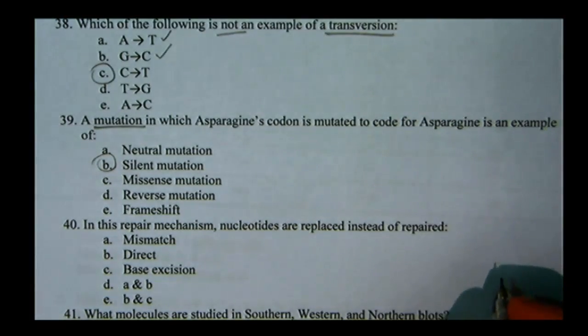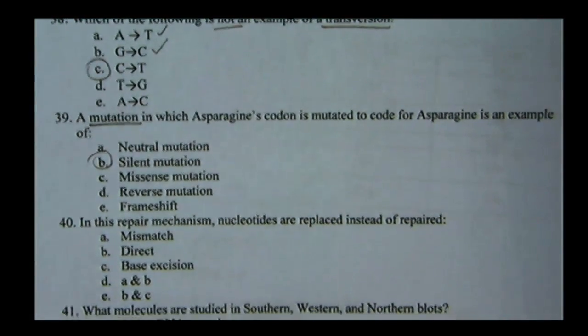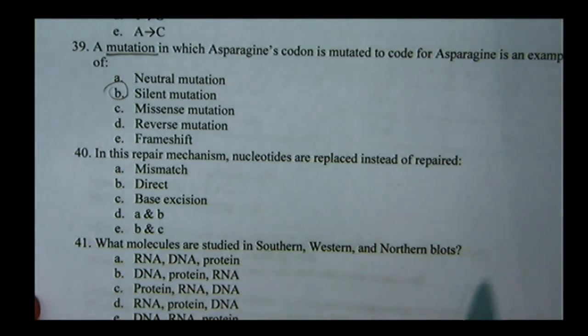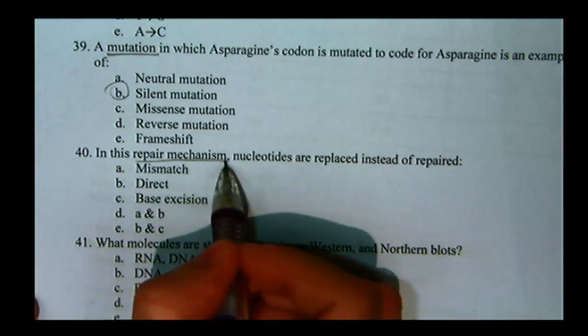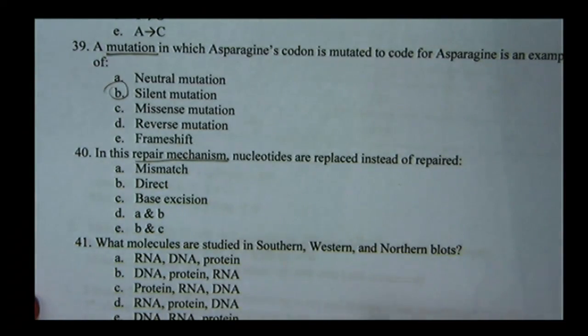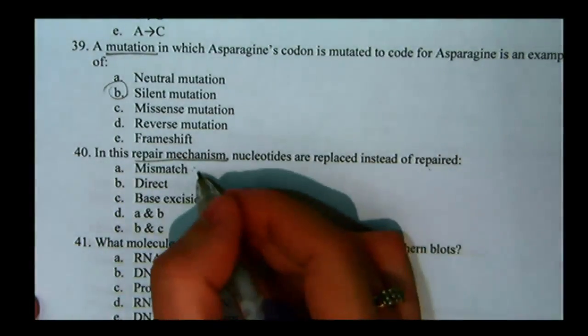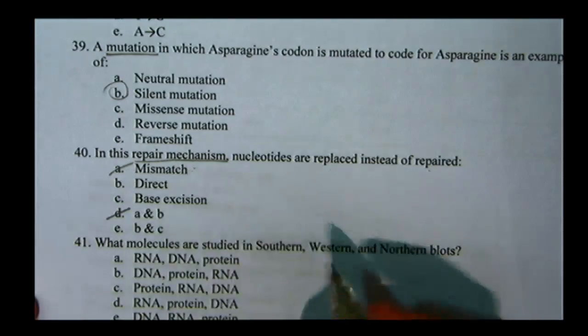Okay, and so now you're asked about a repair mechanism. In which repair mechanism are nucleotides replaced and not repaired? So in mismatch, we're talking about repairing, so this is incorrect. And you can think base excision. Excision means to take out, so that's probably going to be it. Direct repair also does take out.